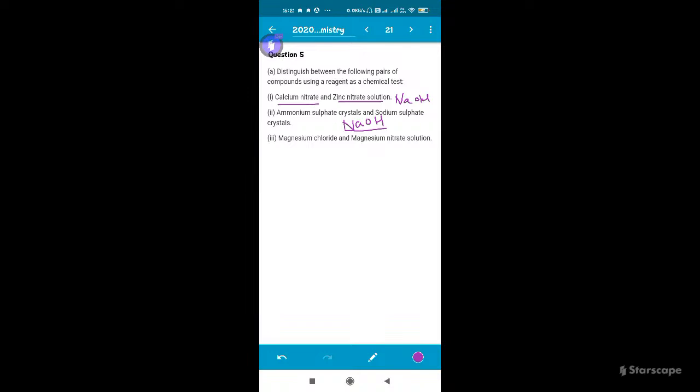Our third question is magnesium chloride and magnesium nitrate solution. It is from the chapter HCl. You know one thing, whenever HCl or any other metallic chloride is treated with silver nitrate solution AgNO3, it will react to form a white precipitate of silver chloride, AgCl. This is the precipitate AgCl. So whenever AgNO3, silver nitrate, is added to magnesium chloride or any other metallic chloride or maybe even to HCl, it will form AgCl, a white precipitate, but no observation is seen in magnesium nitrate solution. So using AgNO3, you can easily differentiate between these two compounds.